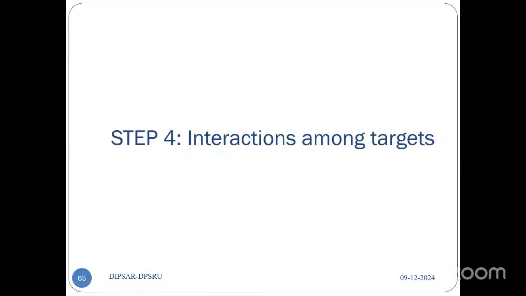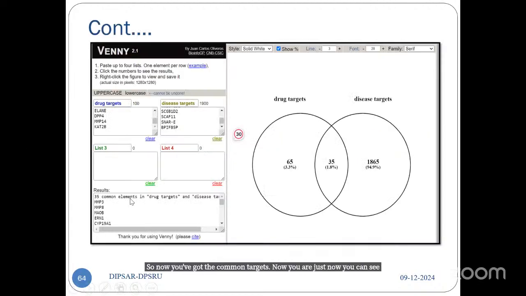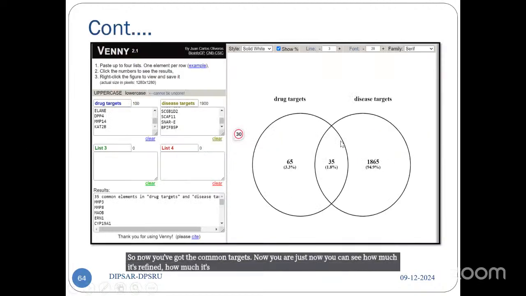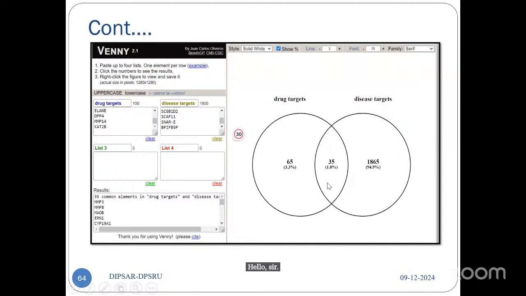Now the next step is step 4, interaction among the targets. You got the common targets. Now you can see how much it's refined, whatever the question you asked, how you will refine it. Now you can see only 35 targets. You are going for the next step.